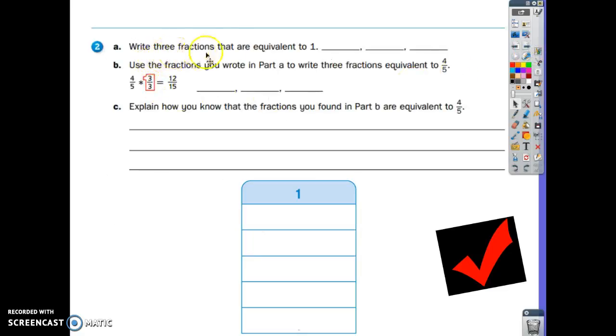So here's part of your assignment, to do a little bit of this work. Pretty straightforward. Again, what are some equivalent fractions for 1? How do you make 1? What are some equivalent fractions for 4/5? Explain how you know that the fractions you found in part B are equivalent to 4/5. Remember what I said at the beginning of the video about multiplying by a fraction. What are you essentially doing to that number?